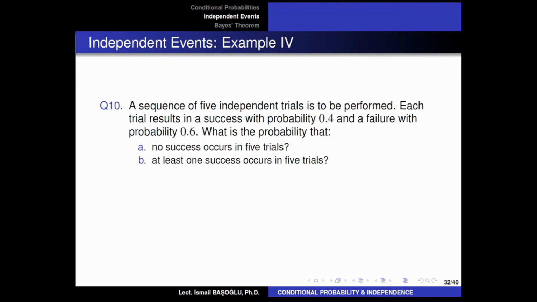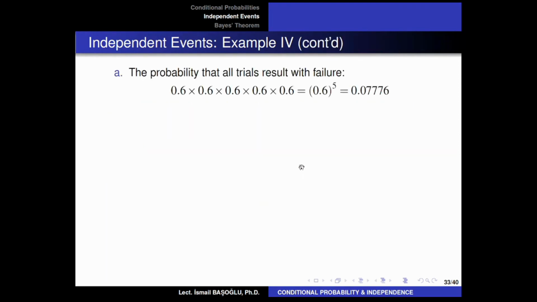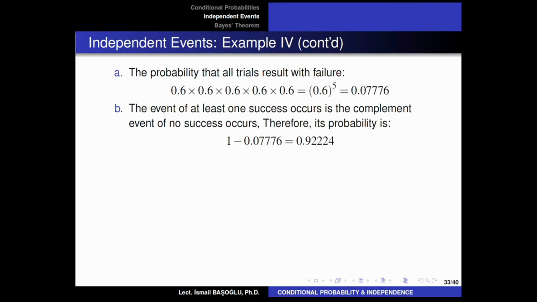Now coming back to part B. What is the probability that at least one success occurs in 5 trials? In order to answer this question for part B, you can develop a simpler approach. If the probability of having no success is 0.07776, you can subtract this probability from 1 and end up with the probability of having at least one success. Because having at least one success is the complement of having no success in 5 trials. So part B can easily be answered from part A.